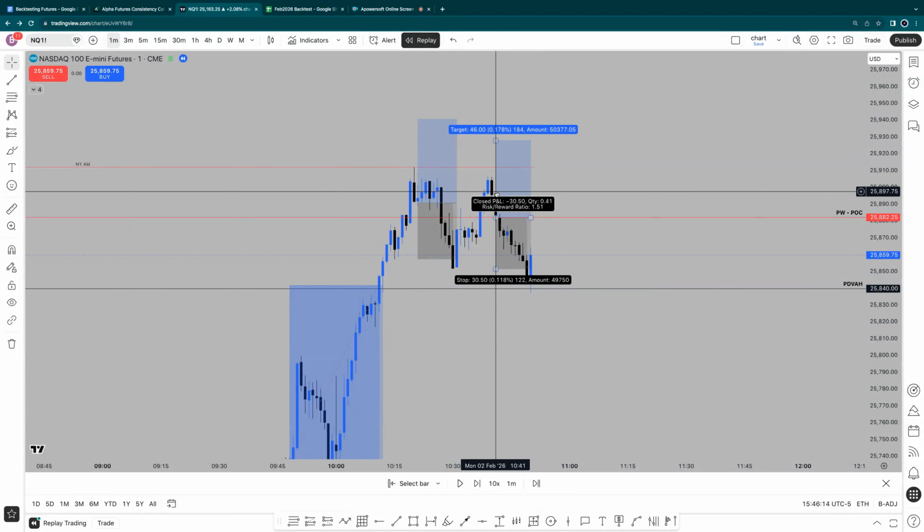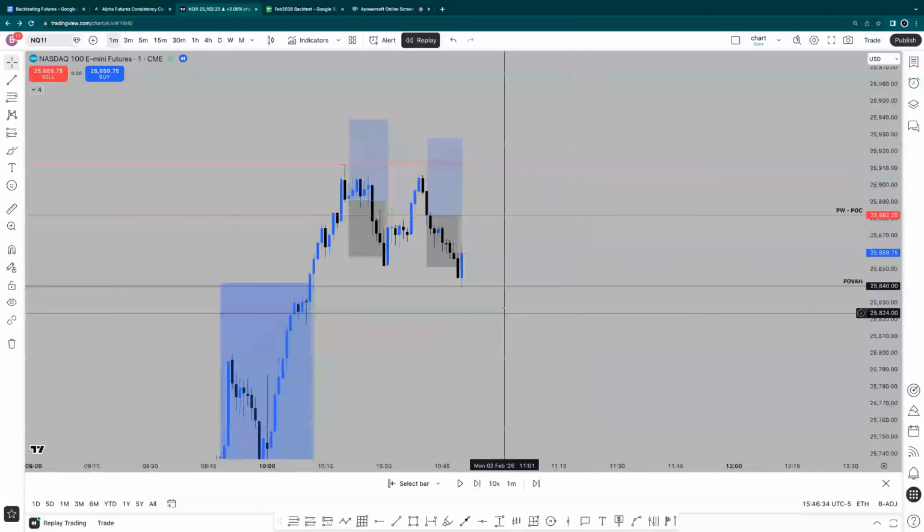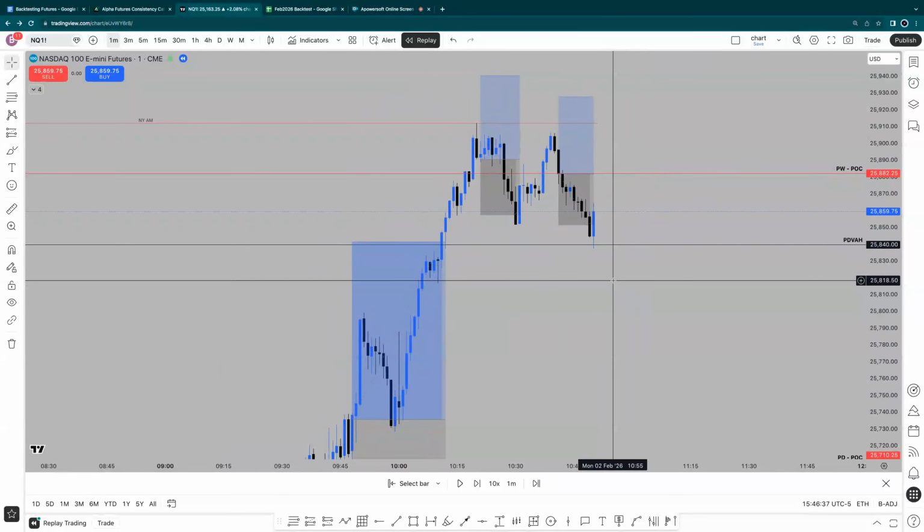Another loss at 10:41. Okay, 10:41. Long NQ, loss -1. Tape read. Okay, so that would be me done for that trading session. Okay, we can look to see how price does react for knowledge's sake.